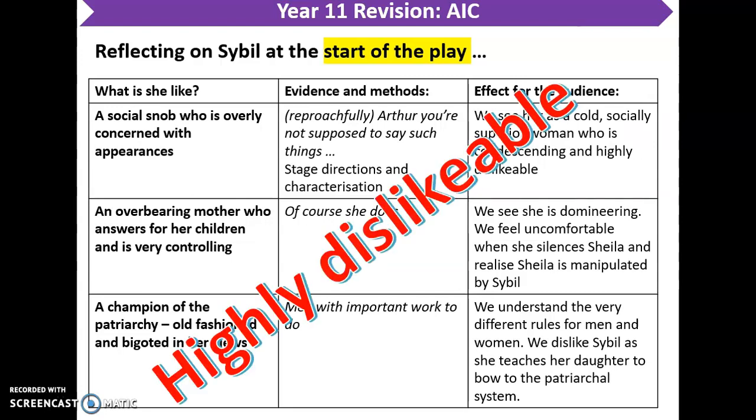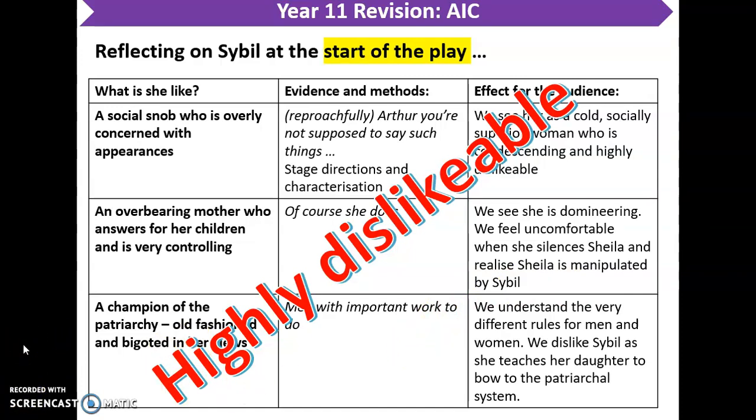So this is our answer. To what extent is she presented as dislikable? She is presented as thoroughly dislikable, highly dislikable. And today we've had a little bit of revision on where we see Sybil presented as highly dislikable at the start of the play.